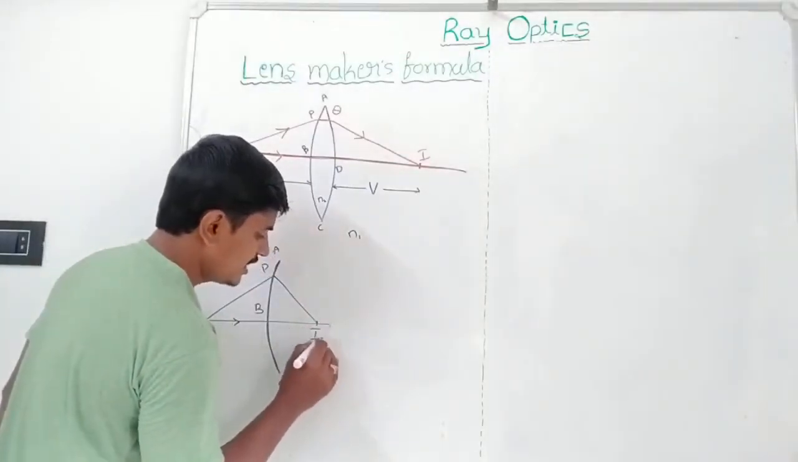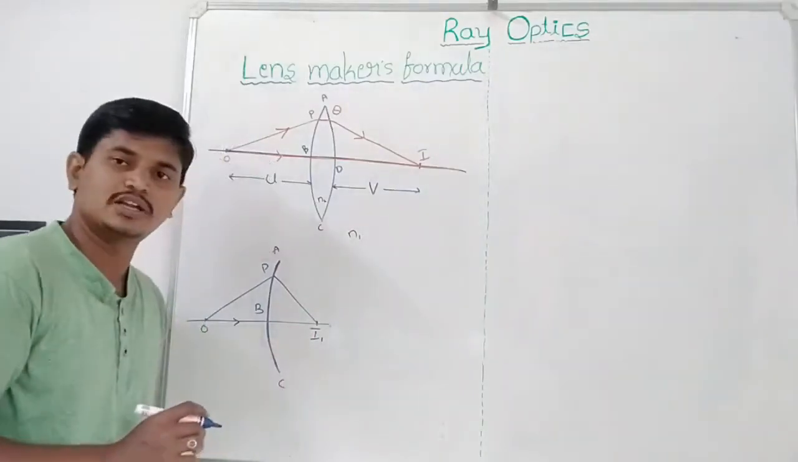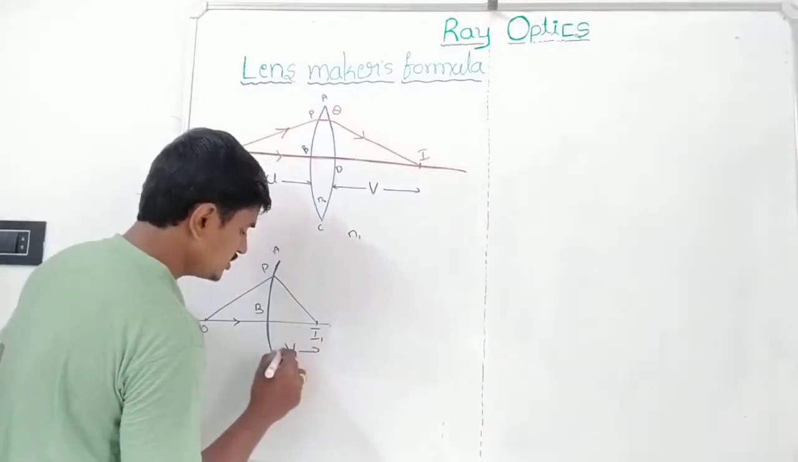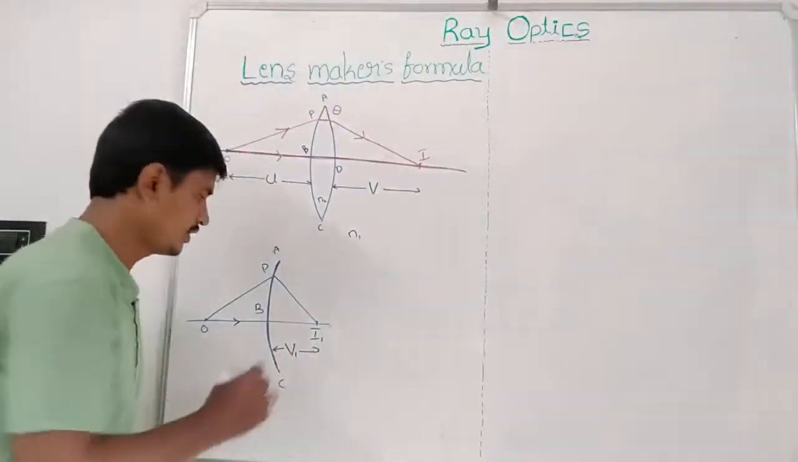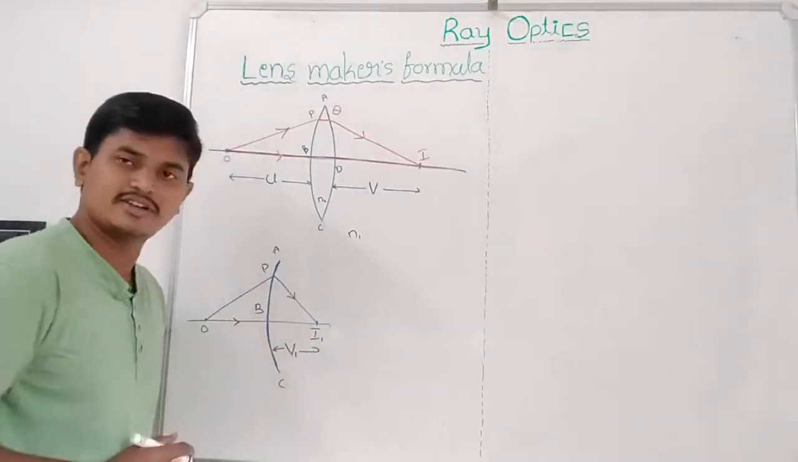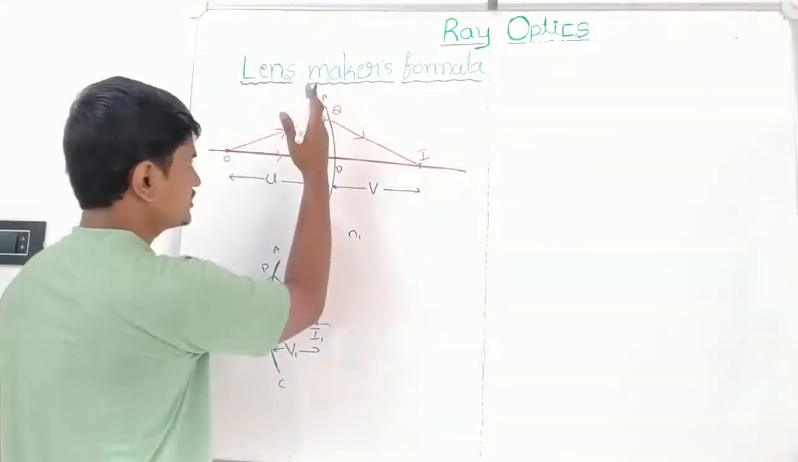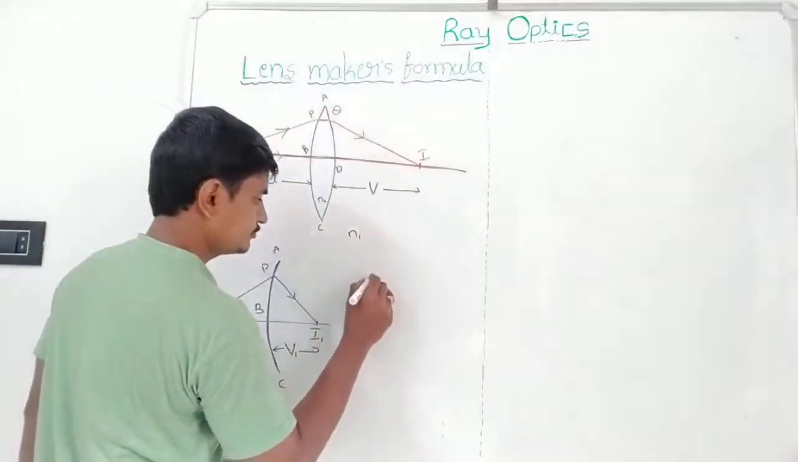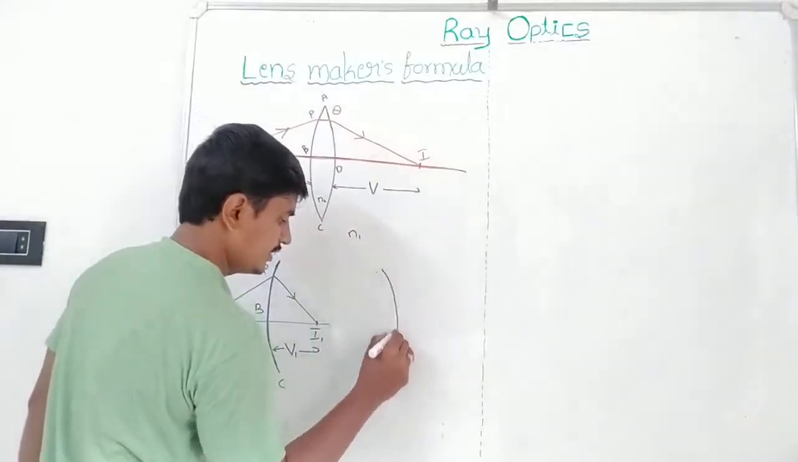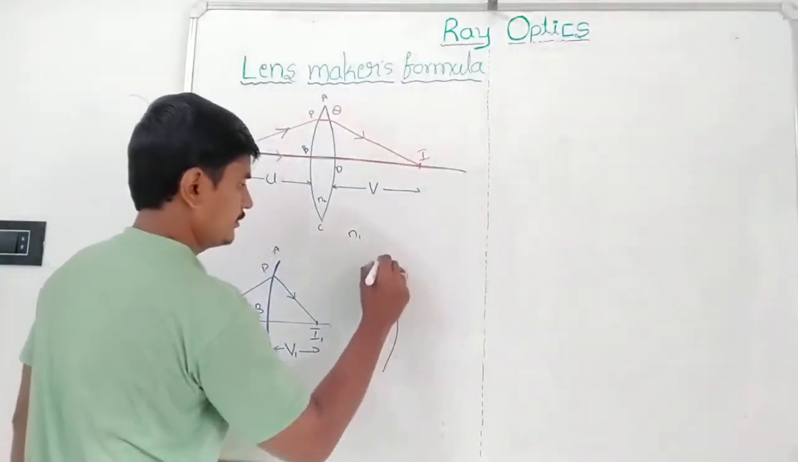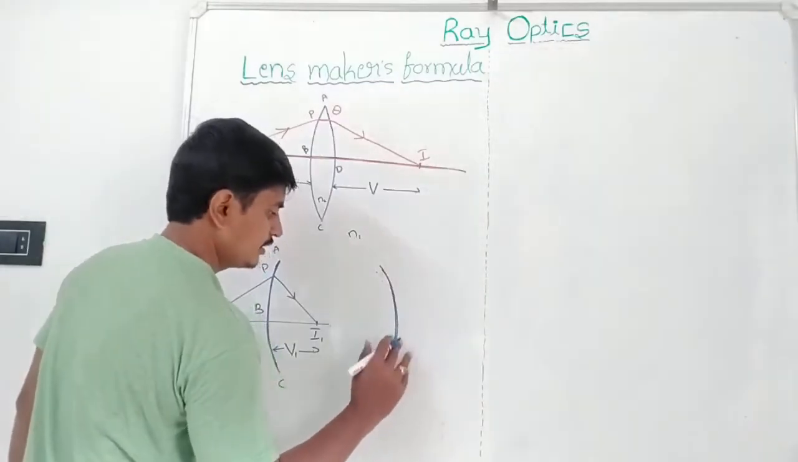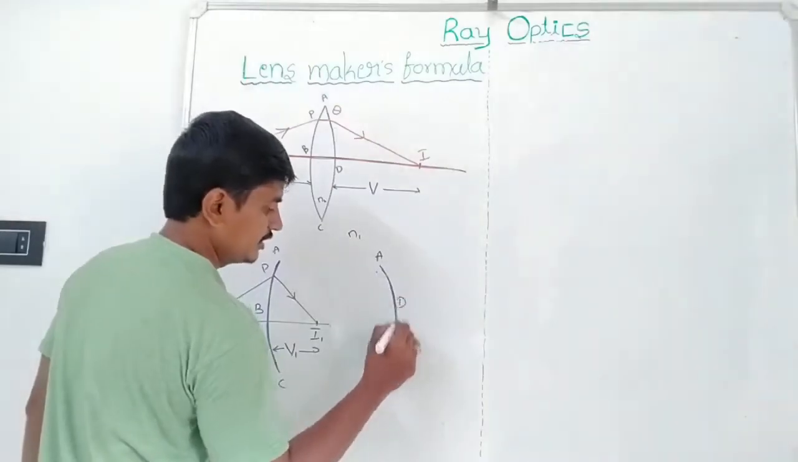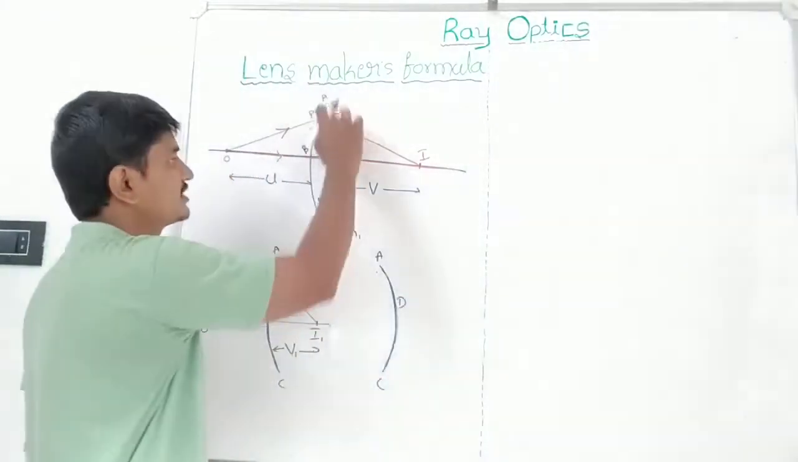This is I1. The virtual image is formed as I1 with the image distance V1. So this is one surface, and I will split this into two surfaces. This is the ABC surface, and the remaining surface is ADC. This is the remaining surface ADC.